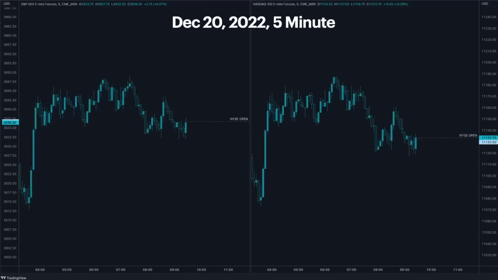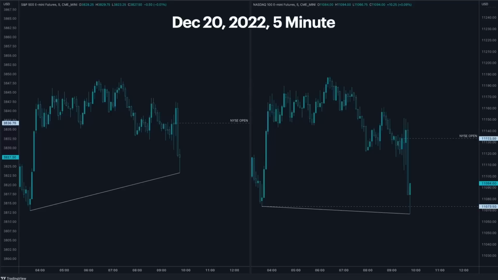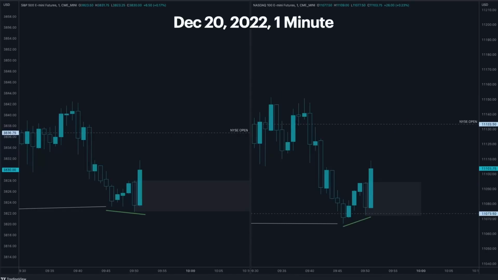Here's the next example. Here we have a lot of liquidity building up. We have this imbalance here before the market opens. Then at 9:30, the market shoots down. This is our liquidity grab on NASDAQ, and we're making a higher low on S&P. So this is our divergence. So step 2 is met. Now we want to look for an entry model. We go to the 1-minute.